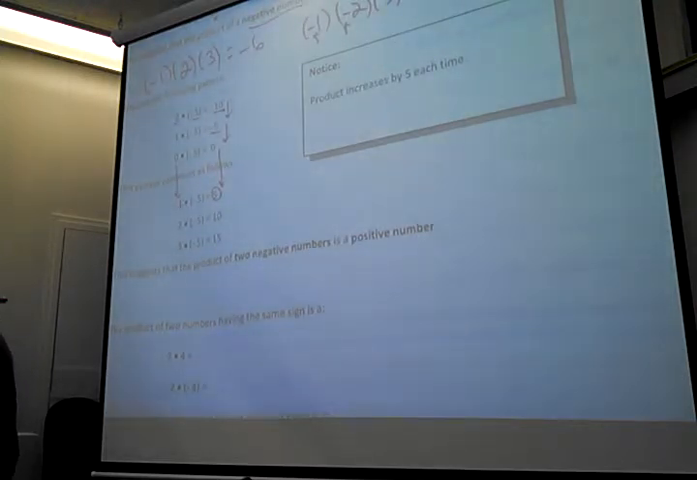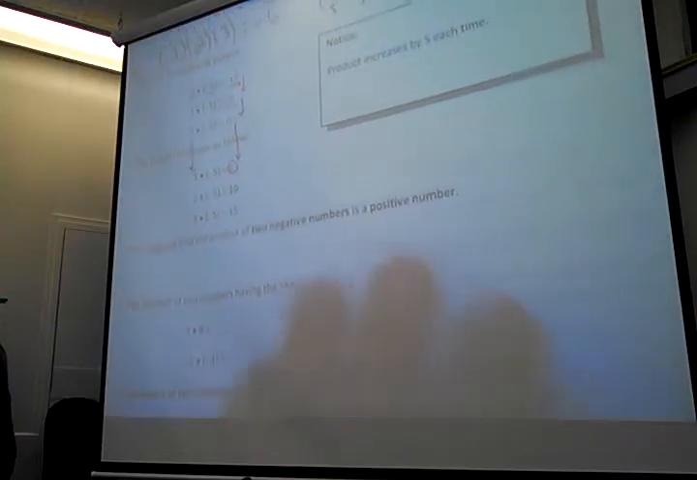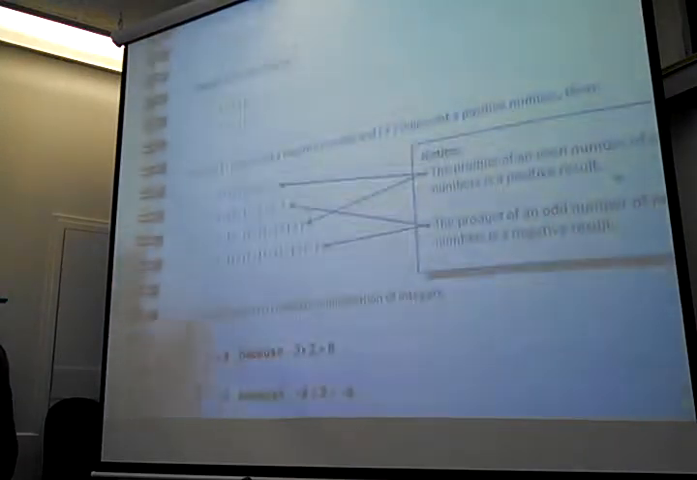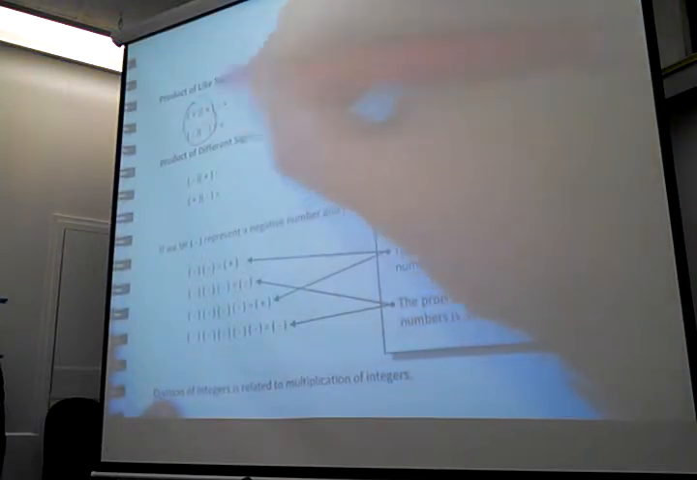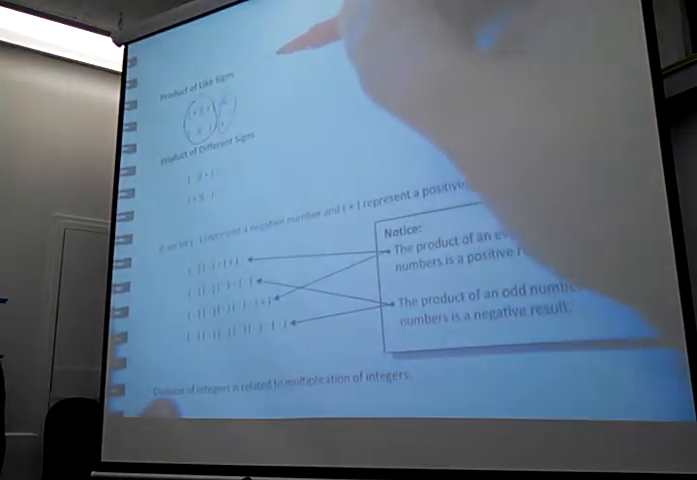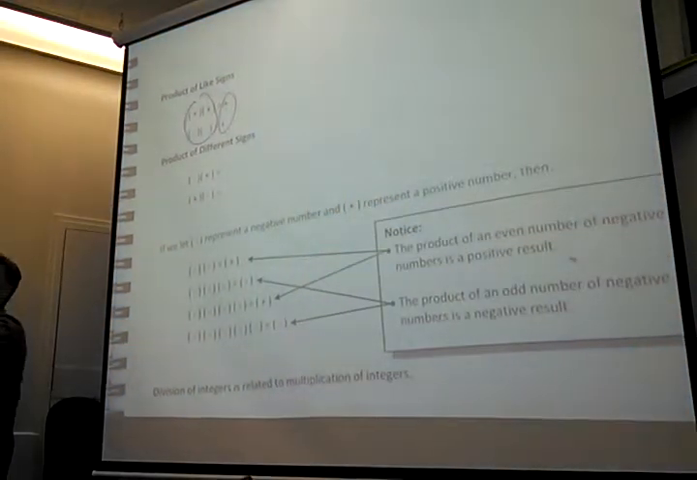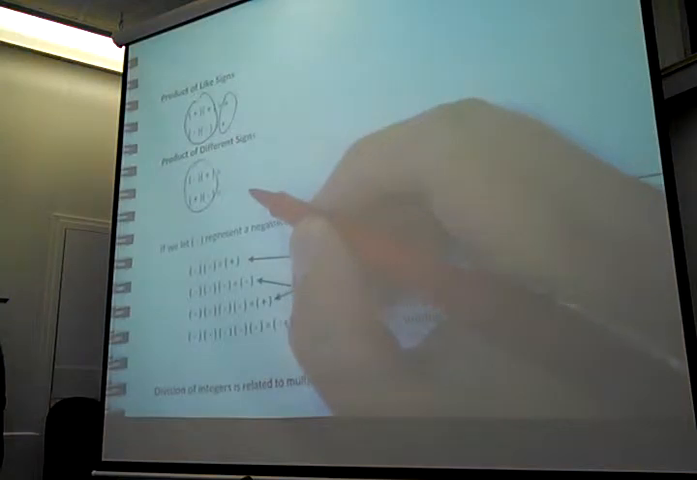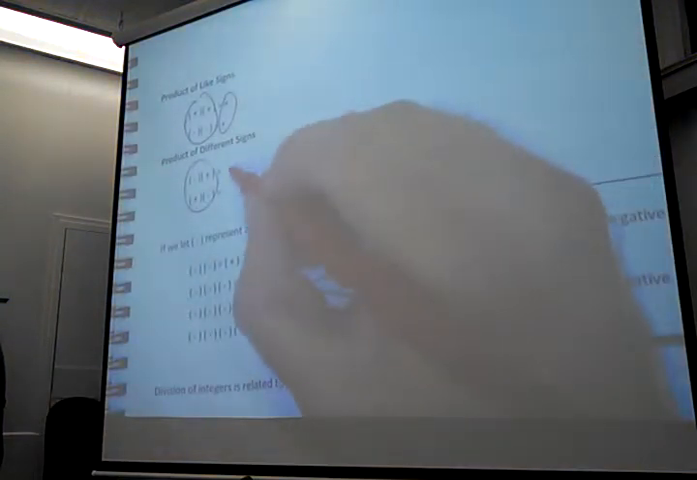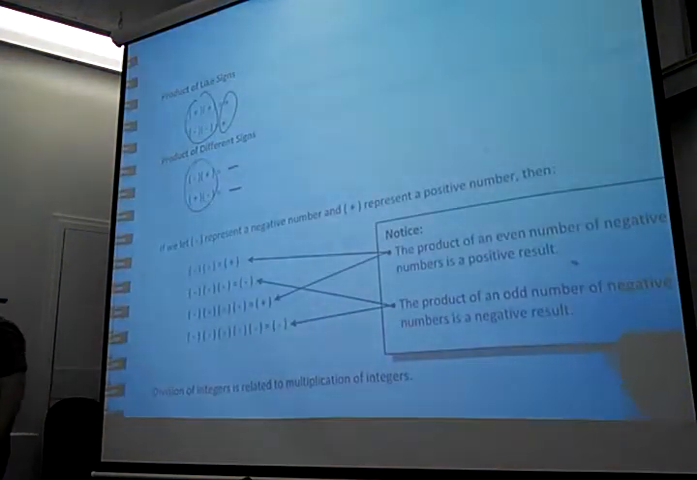So the shortcut rule, let me see where they put it. Here we go. If the signs are the same, they'll multiply to be positive. So 2 positives, obviously it's a positive. 2 negatives cancel, it's a positive. If the signs are different, they're going to multiply out to be negative. Cool.